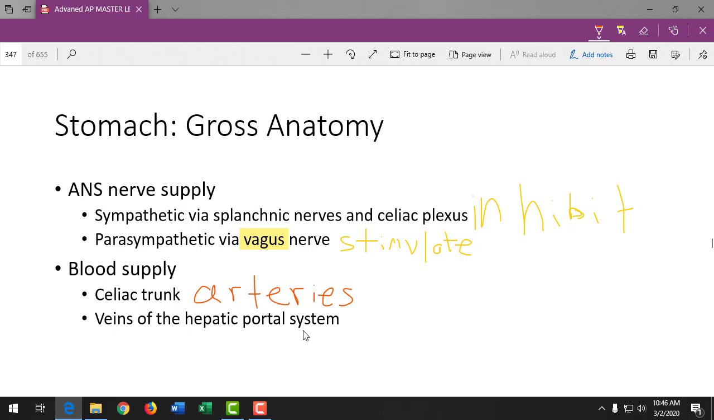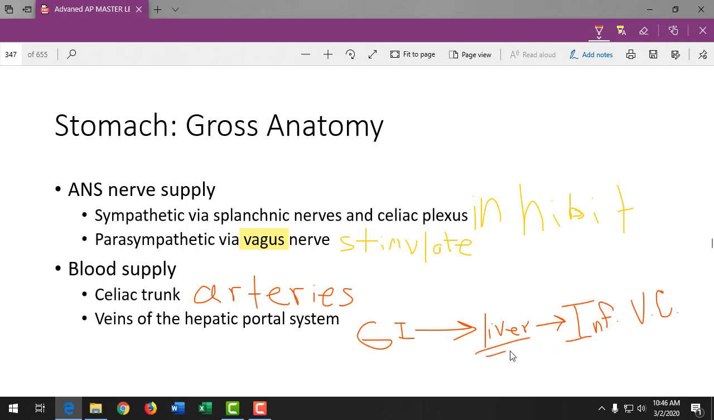And then remember the veins of the hepatic portal system, so that drains the GI tract, and everything has to pass through the liver. So remember, blood goes from the GI tract to the liver and then to that main blood vessel, which is the inferior vena cava, right?